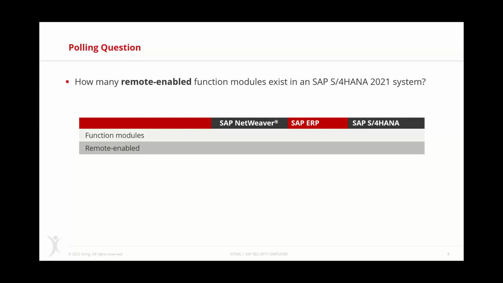Let's give it another 5 seconds. I see we have a favorite here. Okay, so we close the polling question. I can see that almost 70% of you say it's 48,000. A few said there are even more than 73,000. So let's take a look.